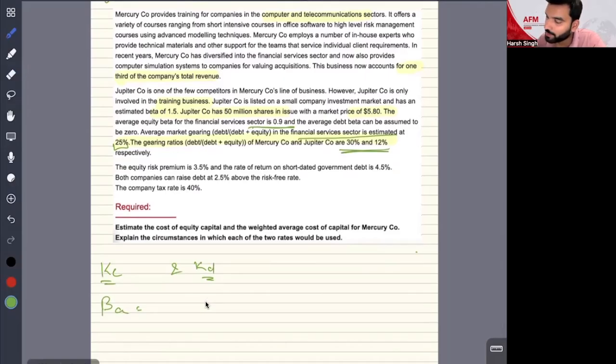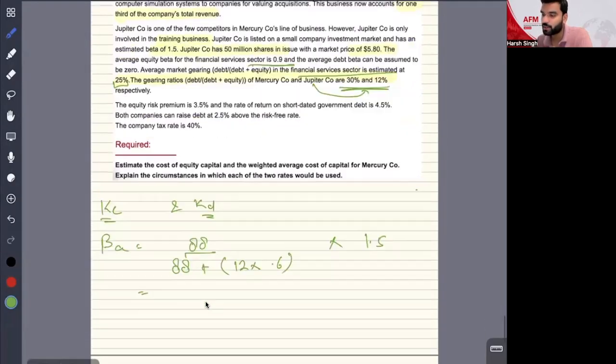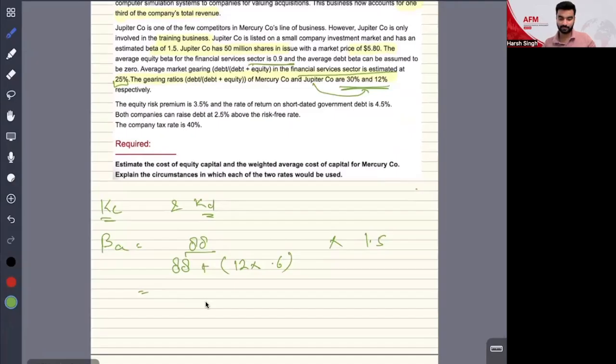What will be the value of equity, everyone? Directly given, gearing is 12. Then debt proportion is 12. So what will be the value of equity? 88 divided by 88 plus 12 multiplied by what is the tax? 40% directly. I am left with 60%, 0.6 directly. Multiplied by Jupiter's beta, 1.5. Let's solve this part. And what is my beta asset?